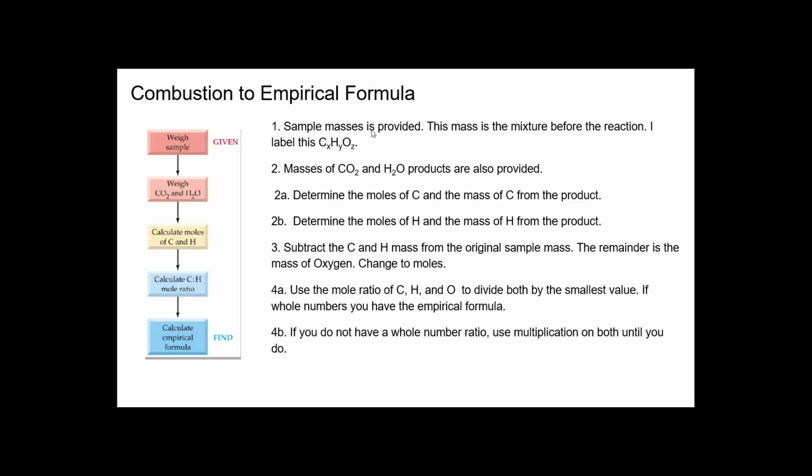So here's just a setup I found to help you understand that there are certain steps that are pretty easy to follow, and they really don't deviate from this. There might be some small inconsistencies somewhere, but they really don't change. You have a sample mass that's provided. This is the mass before the combustion happens. I just label it X, Y, and Z because we don't know the formula, which is what we're trying to figure out. Then you are also provided in the problem masses of CO2 and H2O. These are the masses that are provided after the reaction occurs.